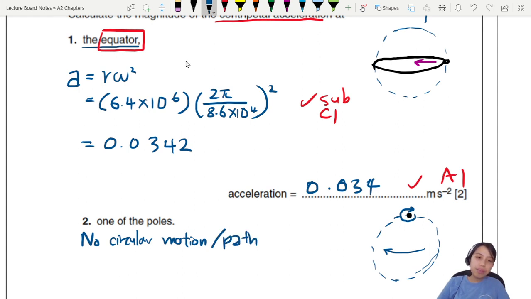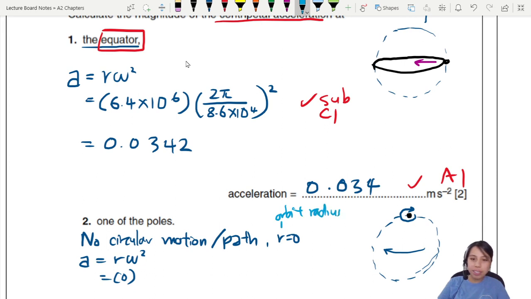Hence, A equals R omega squared. Your R is already 0. So this orbit radius is 0. I'm going to write here a reminder: orbit radius. Because you are here, what orbit radius is there?